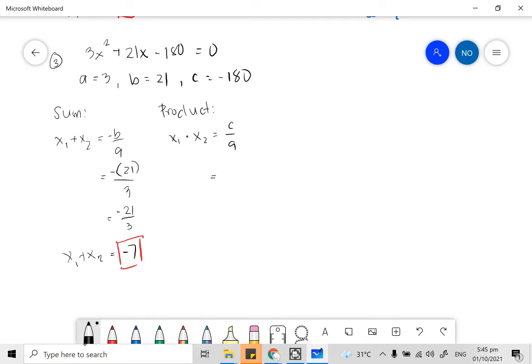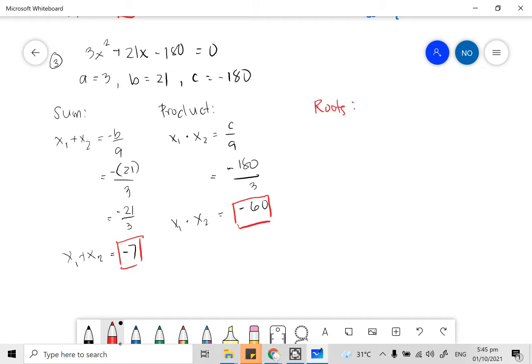And then substitute natin what is the value of C. That's negative 180 over A is 3. Yan, divide natin. Negative 180 divided by 3. Ang sagot ay negative 60. Okay po? Therefore, the product of the roots is negative 60.